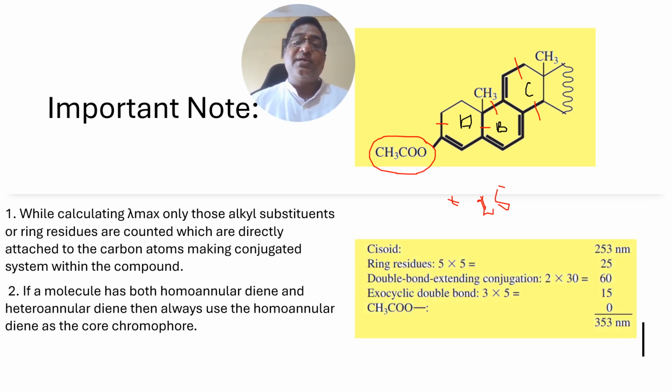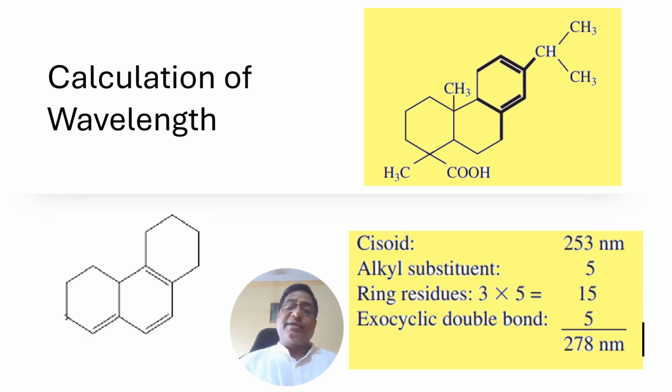You can see it here, the value which is coming after the calculation is 253, then there is alkyl substituent 25, then 60. You add together, you will get the value, and that value is nothing but the lambda max. So several other examples are there to calculate the lambda max value.